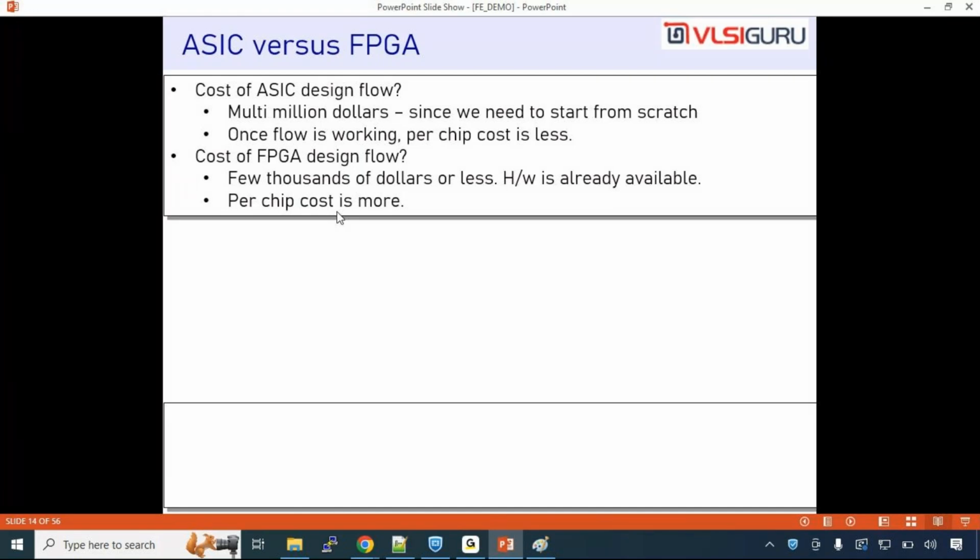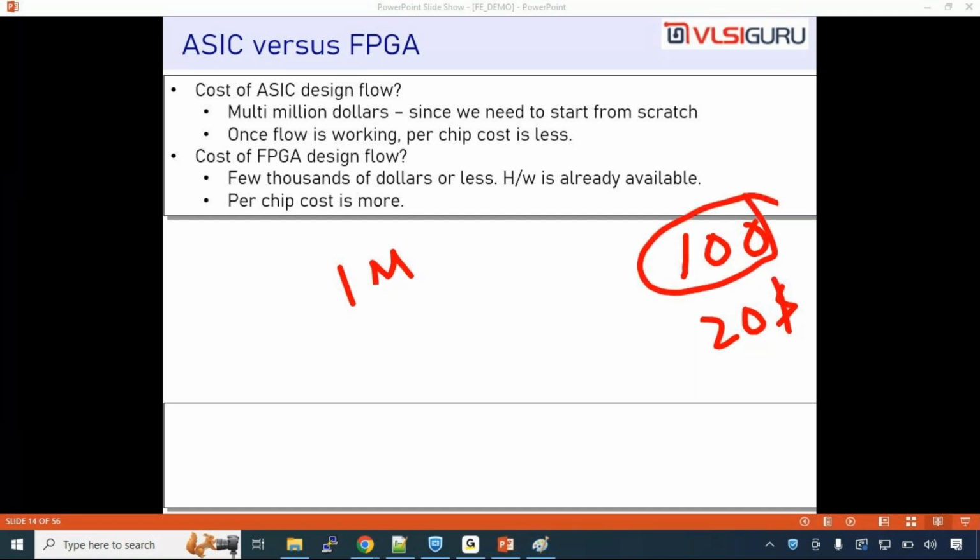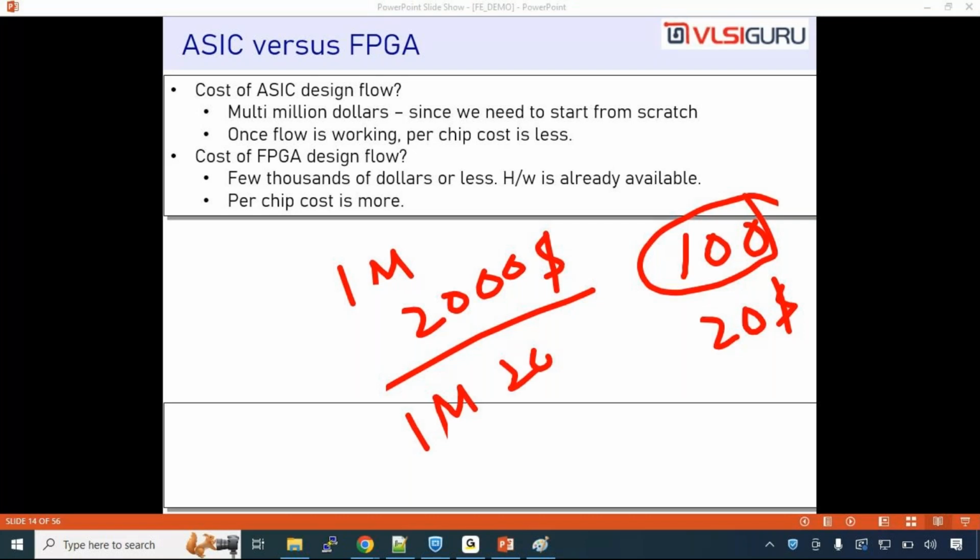In summary, if you want to manufacture, let's say, 100 ASIC chips: in ASIC, the initial investment is, let's say, $1 million. The per chip cost will be very cheap, maybe $20, for example. So how much will it cost for 100? $2,000. So what is the total cost? 1 million, $2,000. This is the overall cost in case of the ASIC flow.